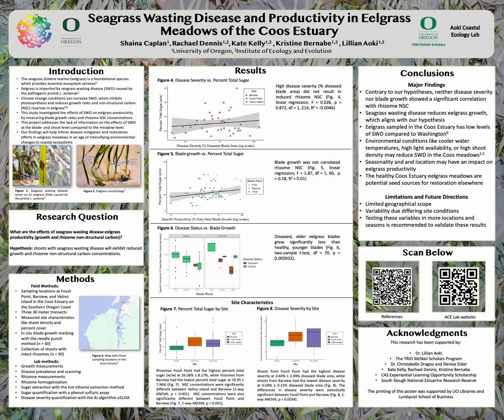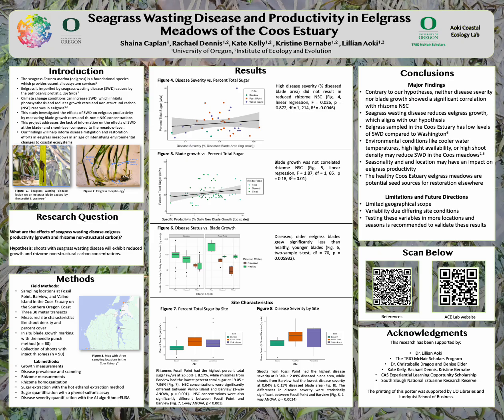In the lab, we measured the youngest 3 blades for growth and visually assessed the blades for disease lesions. We then scanned diseased blades and later quantified disease severity with the AI application ELISA. Here, disease severity is the percentage of diseased blade area. We also measured the area of each rhizome, ground the rhizomes into a fine powder, and used chemistry techniques like the hot ethanol extraction method and a phenol sulfuric acid assay to extract and quantify the rhizome sugars.